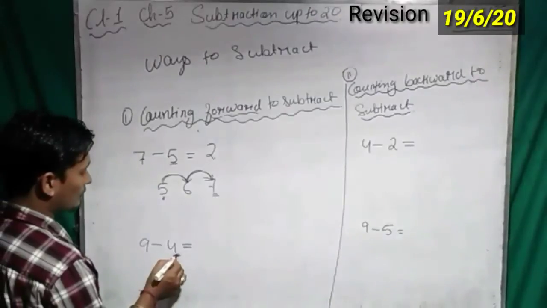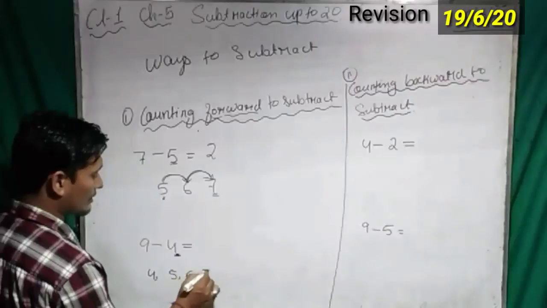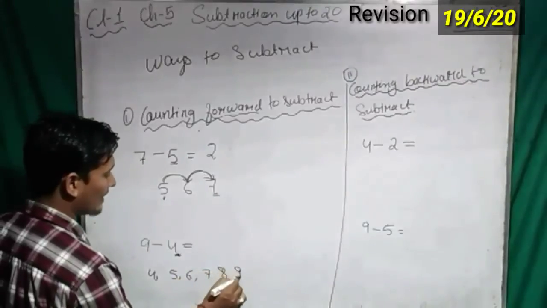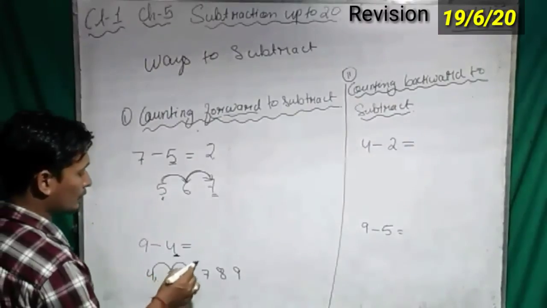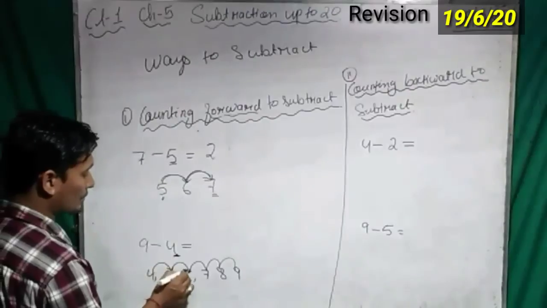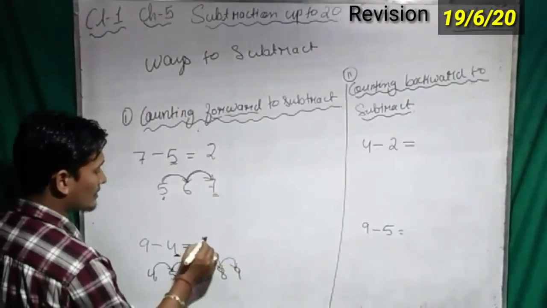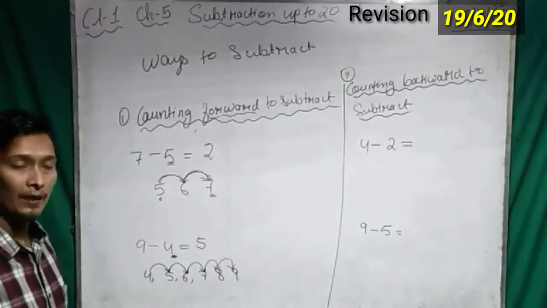Now again here. So we will start from 4. 4, 5, 6, 7, 8 and 9. And start jumping from 4. 1, 2, 3, 4, 5. How many steps? Yes, 5 steps. So the answer is 9 minus 4 is 5.